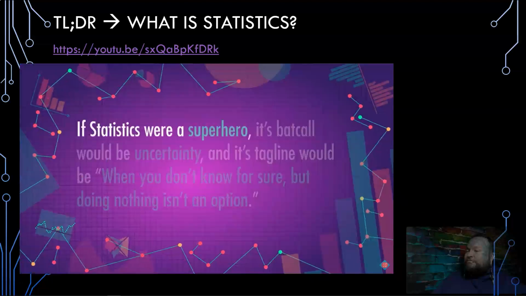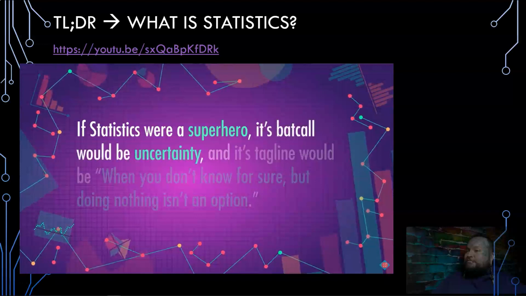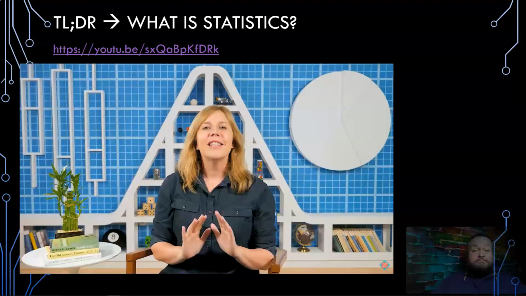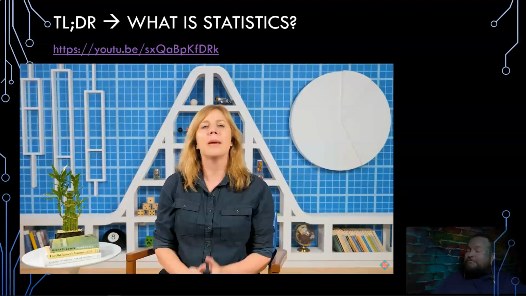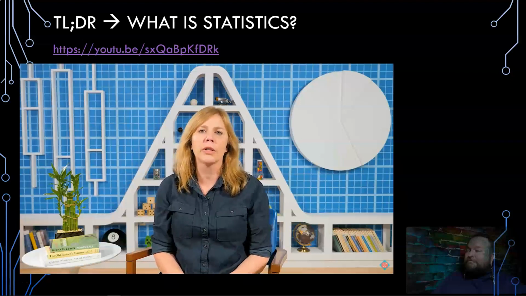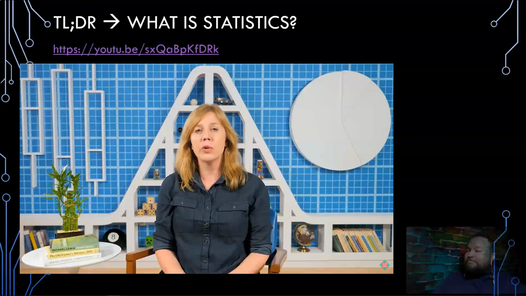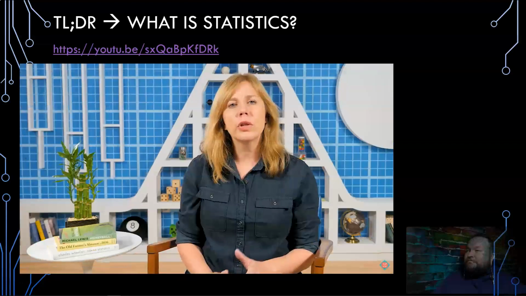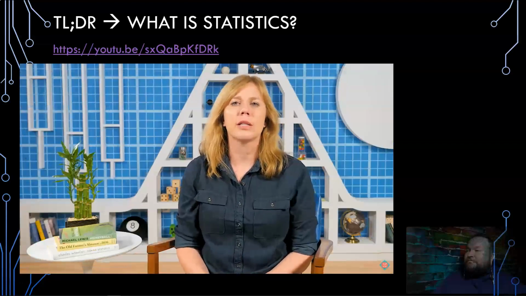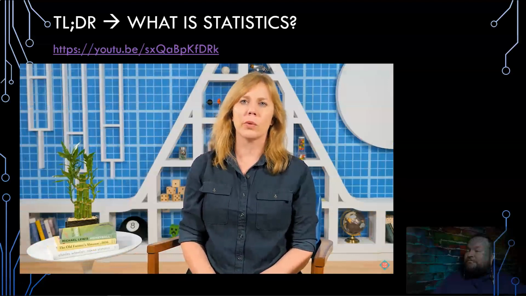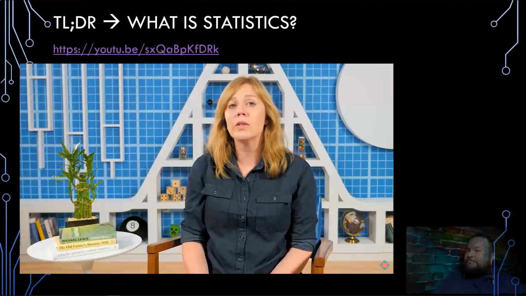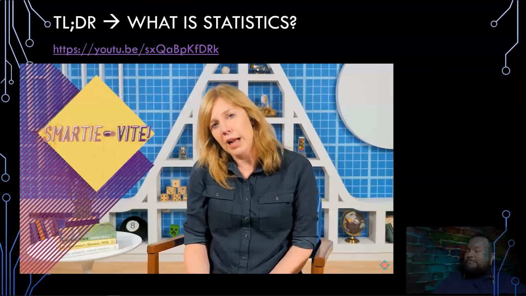If statistics were a superhero, its bat call would be uncertainty, and its tagline would be, when you don't know for sure, but doing nothing isn't an option. Statistics are tools. Statistics help us make sense of the vast amount of information in the world. Just like our eyes and ears filter out unnecessary stimuli just to give us the best, most useful stuff, statistics help us filter the loads of data that come at us every day. Descriptive statistics make the data we get more digestible, even though we lose information about individual data points. Inferential statistics can help us make decisions about data when there's uncertainty, like whether SmartyVite will actually increase your IQ.